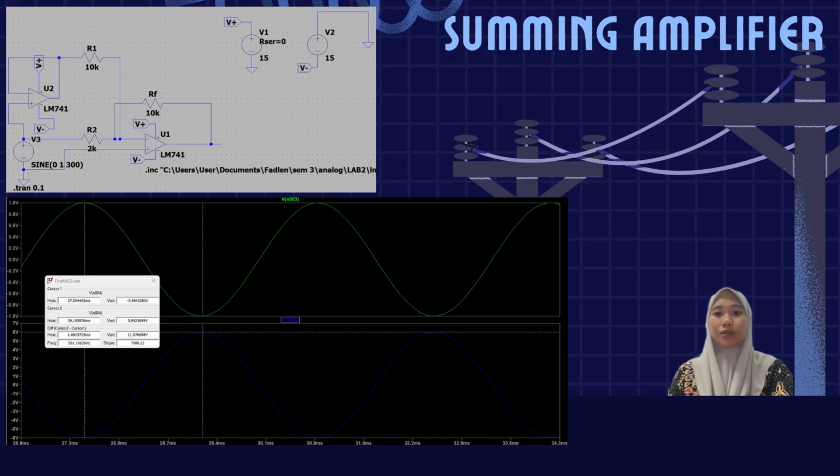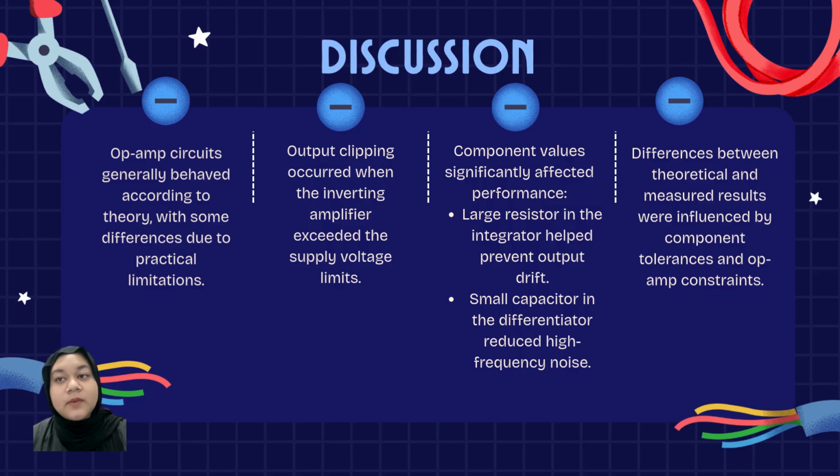In the waveform displayed below, the circuit shows the input signals in green and the resulting output signal in blue of the summing operation. Next, we're going to talk about the discussion for this lab. The op-amp circuits generally behave according to theory, with some differences due to practical limitations. Also, output clipping occurs when the inverting amplifier exceeds the supply voltage limits.